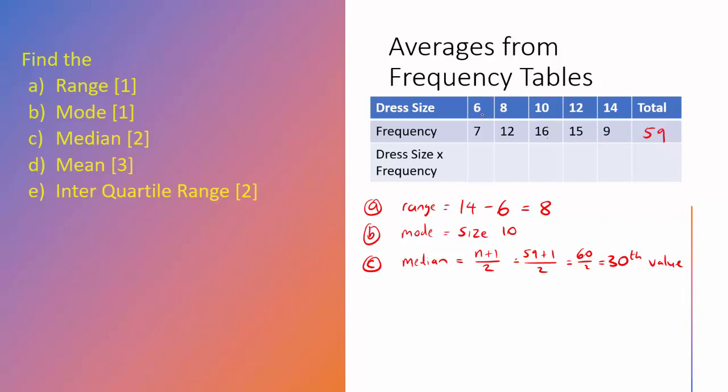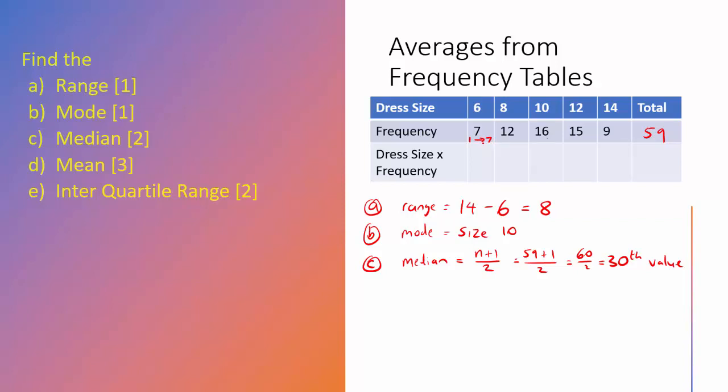The average has to be somewhere between 6 and 14. So we are looking for the 30th value. Now this can get a little bit tricky. To find the 30th value, over here we have 7 people. So the first person, second, third, fourth, fifth, sixth, seventh person is in there. So person number 1 to person number 7 is in there.